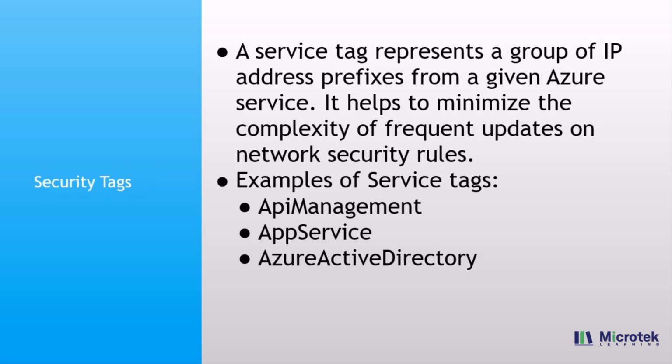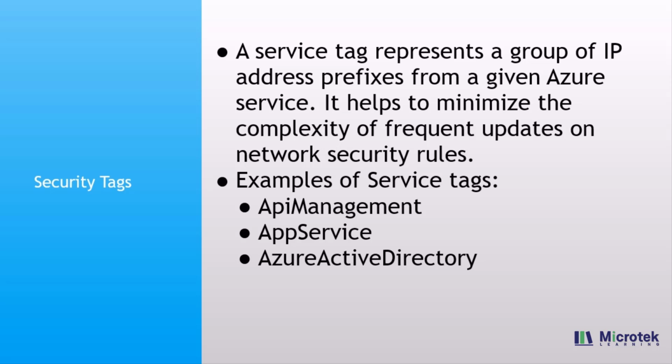Now it's time to speak about the service tag in Azure. The service tag represents a group of IP address prefixes from a given Azure service. It helps to minimize the complexity of frequent updates on network security rules. A few examples of service tags are the API management tag, app service tag, and Azure Active Directory tag. The main use of a service tag is to specify the tag instead of an IP address. So even if the IP address changes in the future, it's not going to affect you.